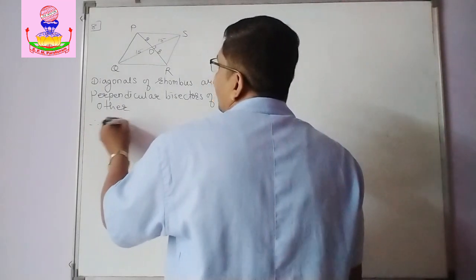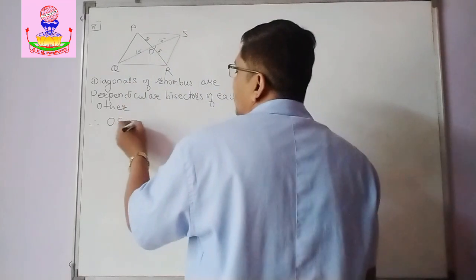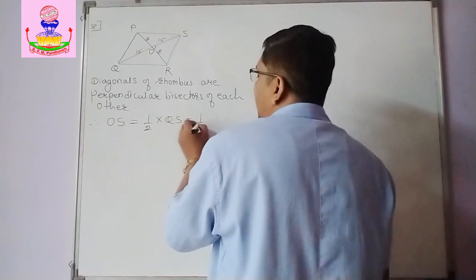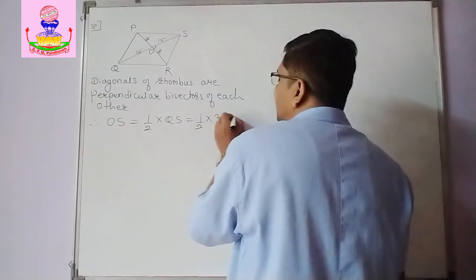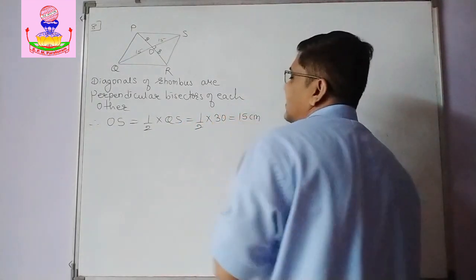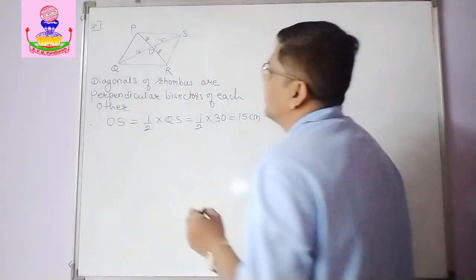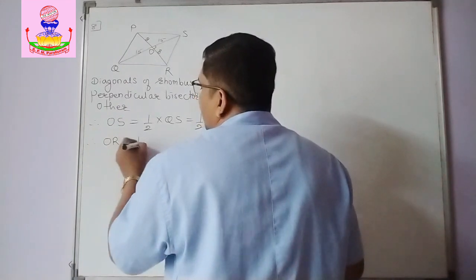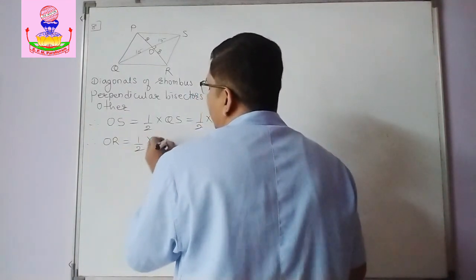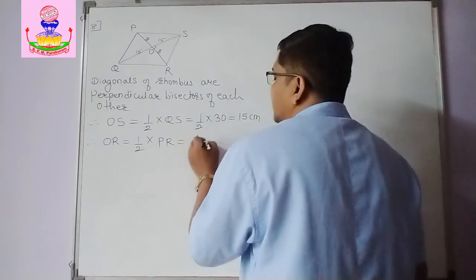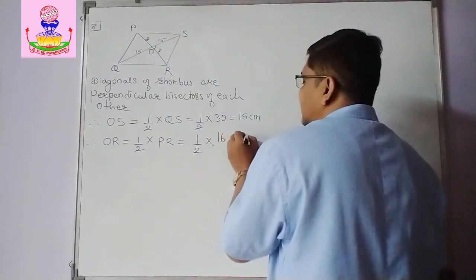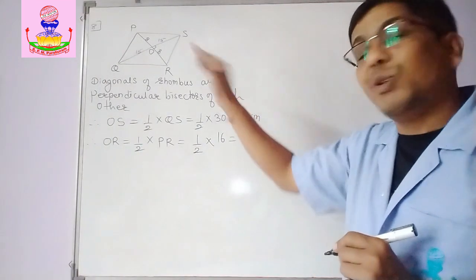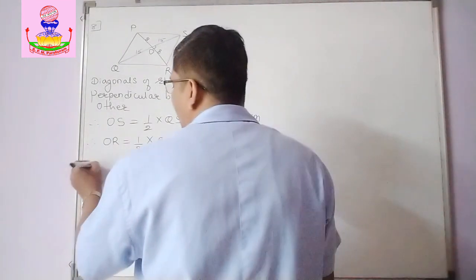So therefore OS, that is this length, is equal to half into QS, that is half into 30. So that is 15 centimeters. Okay, and then this OR, therefore OR is equal to half into PR. Now length of PR is given, that is 16. So that is 8 centimeters. Okay, and now we can move to the triangle.